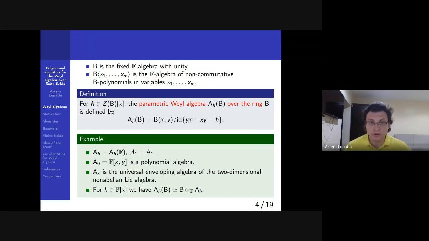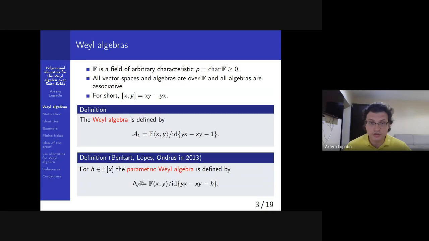Well, first of all, in this definition, if instead of B we consider the field F, of course, we will obtain exactly this parametric Weyl algebra, which was introduced by Benkart, Lopes, and Ondrus. Then, in case H is equal to 1, we obtain the classical Weyl algebra.